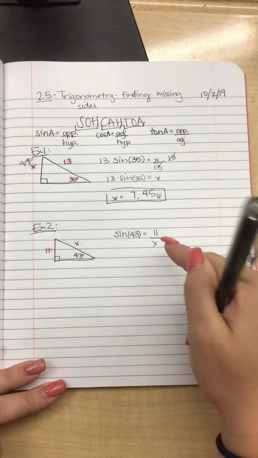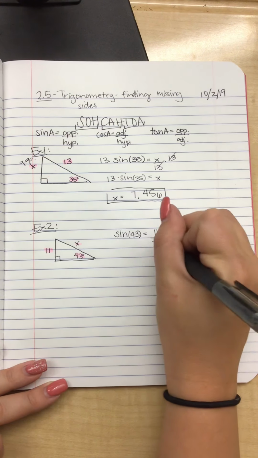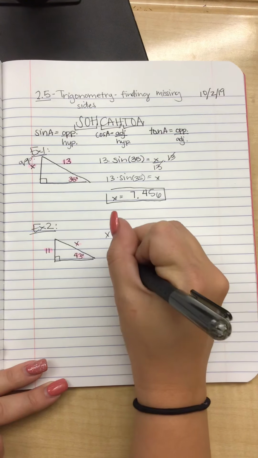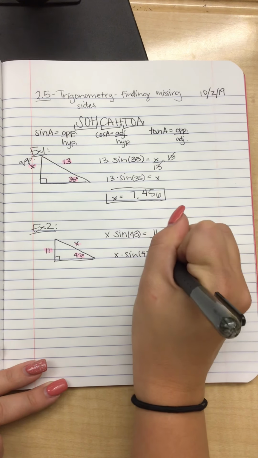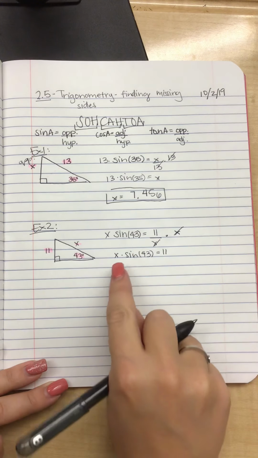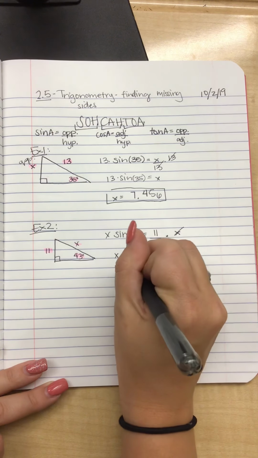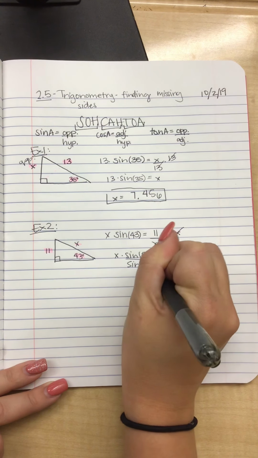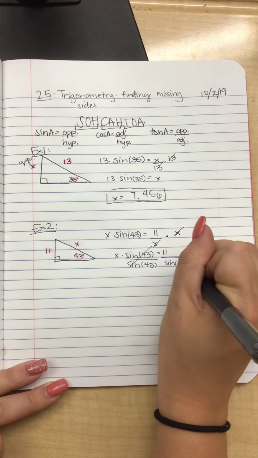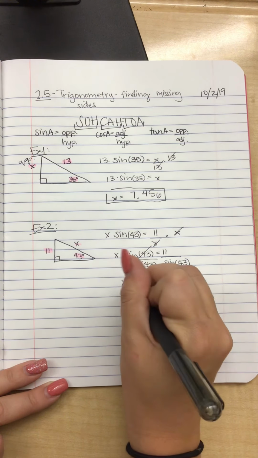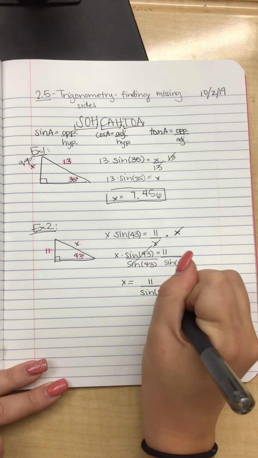We cannot have an x on the bottom. So what we can do is multiply each side by x. So now we have x times the sine of 43 is equal to 11. And we're trying to get x by itself. X is being multiplied by the sine of 43. So you just divide by sine of 43 on each side. So x is equal to 11 divided by the sine of 43 degrees.